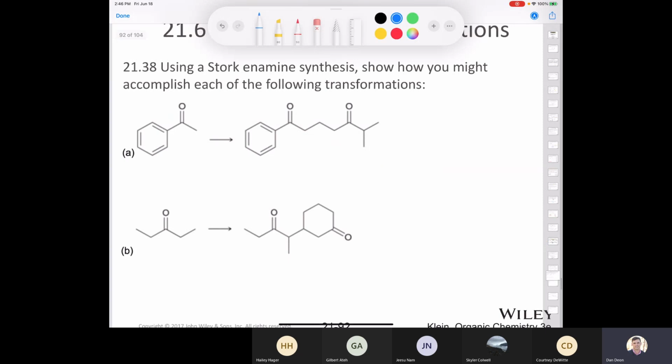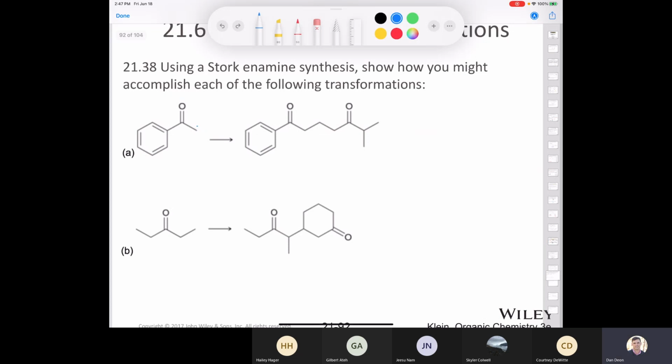It says using a Stork enamine synthesis, show how you might accomplish each of the following transformations. So here's what I do, okay? We're given a ketone, okay? We're going to have to take that ketone and convert it into an enamine, aren't we? Right? Because if we were to try to make an enolate on this, that's going to do a mixture of 1,2 and 1,4 addition. It's not super useful.